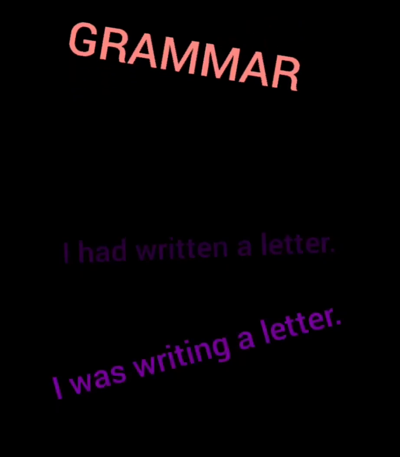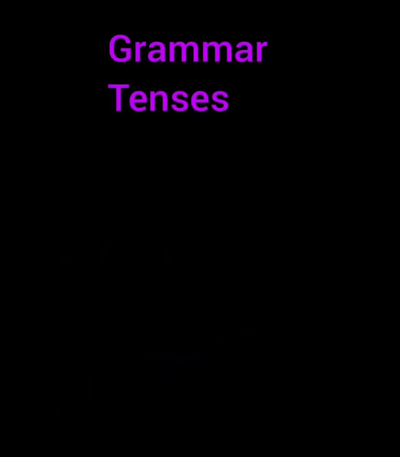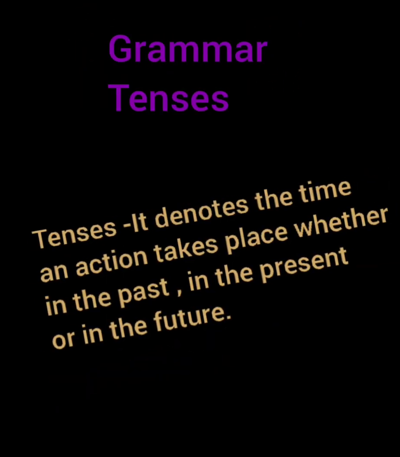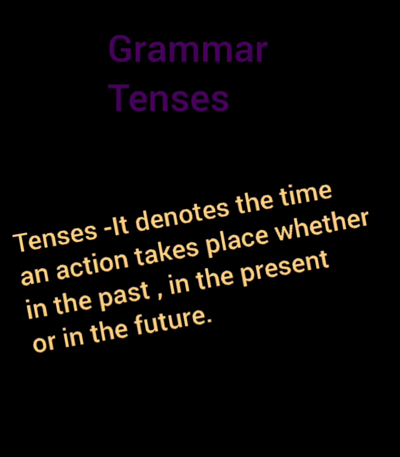So let's get started. So students, to understand tenses better, let's try to understand the definition first, that what exactly a tense means, okay? So what do you understand by the term tense? See, tenses denote the time of an action that takes place, whether in the past, in the present, or it will take place sometime in the future. So students, basically tenses are something which are used to refer to time.